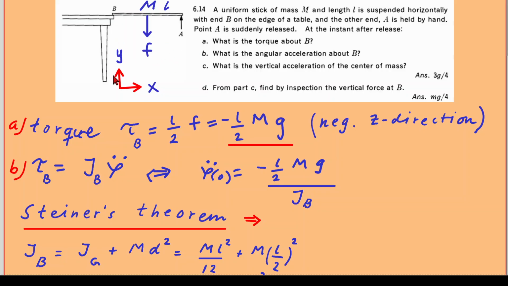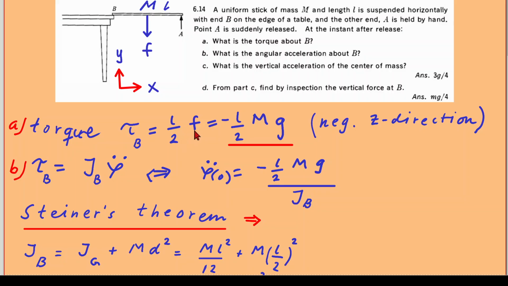And here I define the directions. X-axis, like that, and Y upwards. So the force here is a negative force in the Y direction. So the first question is, what is the torque with respect to the point B? And here is the torque equation, but from this point it's just 90 degrees with the force F. So it's just a multiplication here.